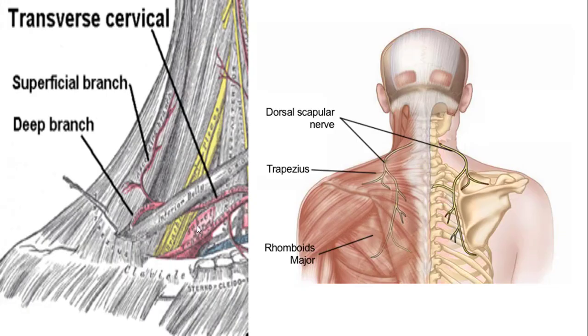Now, let's talk about the blood supply and the innervation of levator scapulae. We have the inferior part and the superior part. The inferior part is supplied by the transverse cervical artery, and the ascending cervical artery supplies the upper part. In the innervation, it's innervated inferiorly by the dorsal scapular nerve, and the upper part by the anterior rami of spinal C3 and C4.